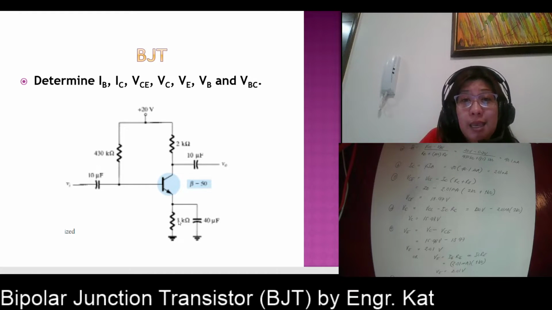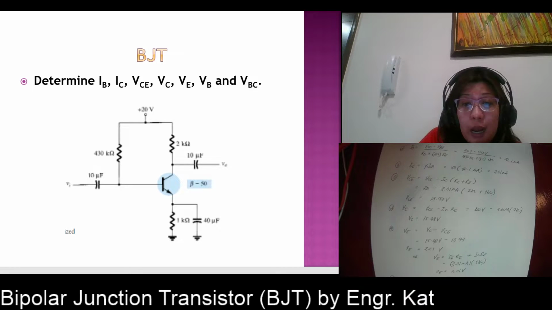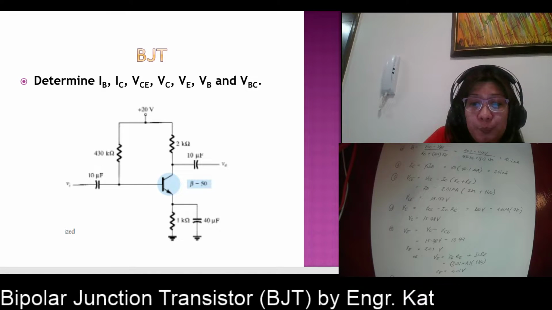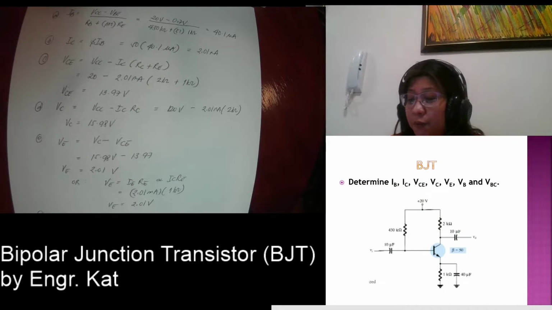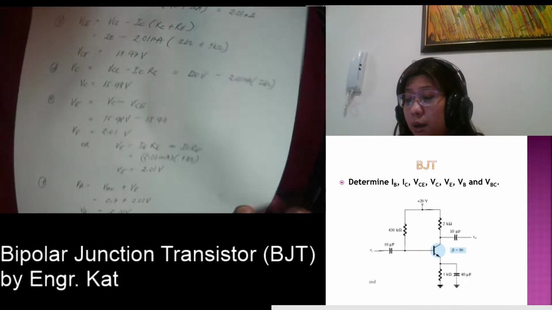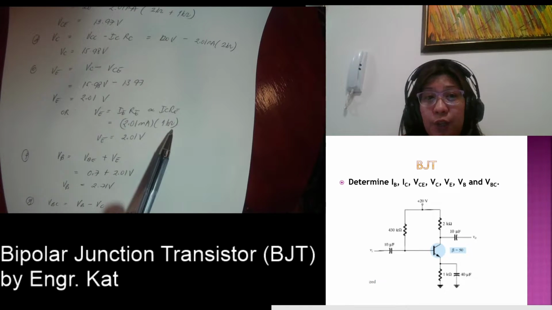And that is your IE, which is approximately equal to IC, multiplied by resistor RE. So in this case, we can make use of your Ohm's law. And your VE here is equivalent to 2.01 volts, or that is VC minus VCE, so this is 2.01 volts. So that will give you the same answer.